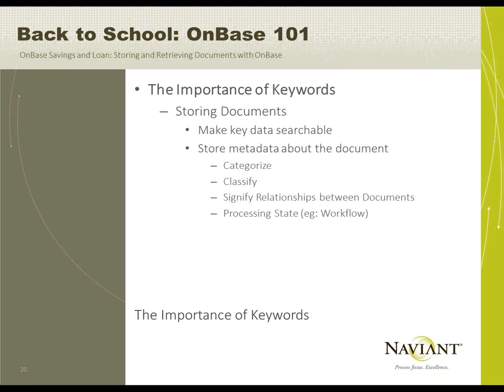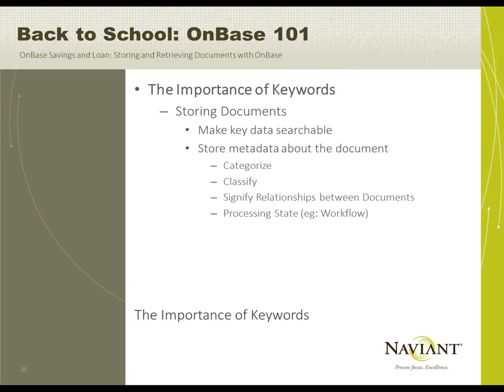The metadata helps you categorize your documents beyond just document type. You might have AP invoices, but you've got service invoices and product invoices and all different kinds of invoices. They let you classify documents in a more granular fashion than just straight document type. And you can use keywords to signify relationships between documents. You can relate two documents by an identical keyword.